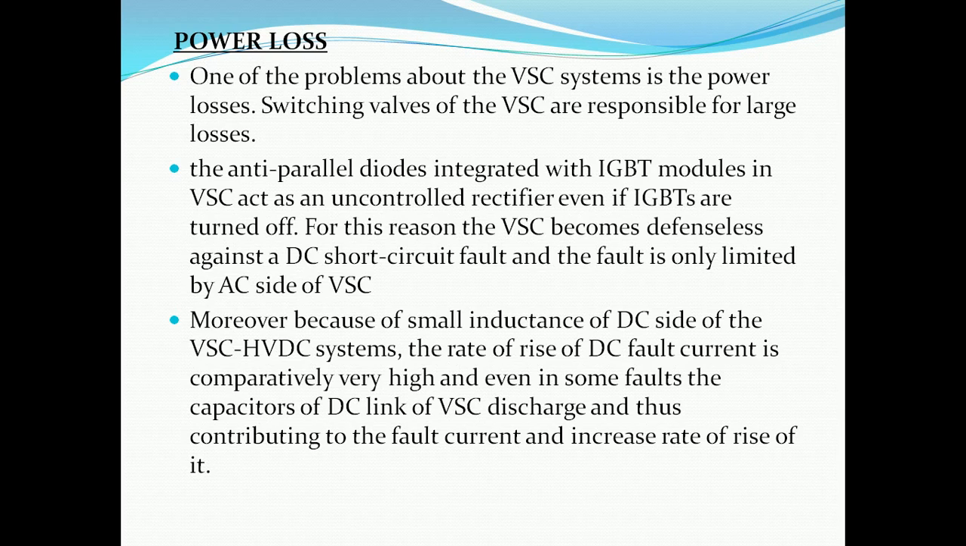And moreover, because of the small inductance of the DC side in the VSC HVDC system, the rate of rise of the DC fault current is comparatively very high, and even in some faults the capacitors of the DC link discharge, thus contributing to fault current and an increase in its rate of rise.